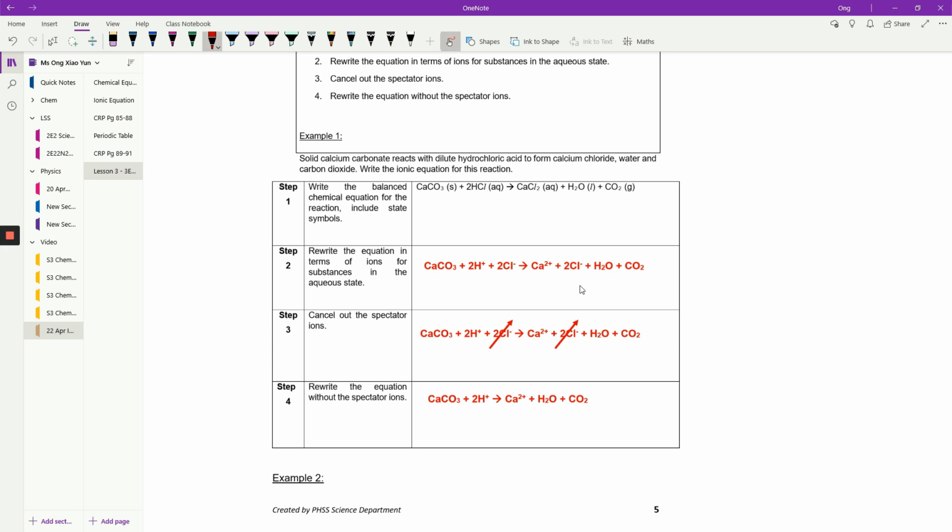Then let's look at example 1. Solid calcium carbonate reacts with dilute hydrochloric acid to form a calcium chloride solution, okay, and water and carbon dioxide.